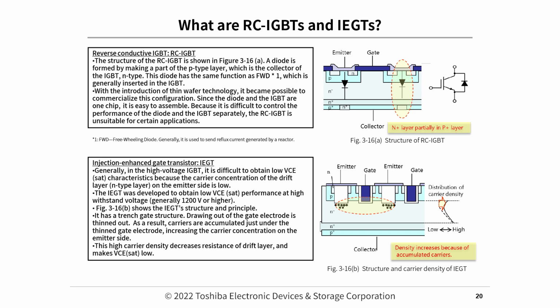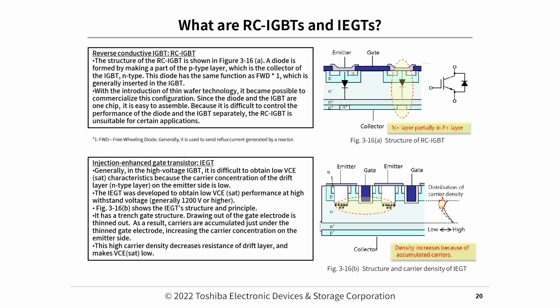Generally, in the high voltage IGBT, it is difficult to obtain low VCE,SAT characteristics because the carrier concentration of the drift layer, the N-type layer, on the emitter side is low. The IGT was developed to obtain low VCE,SAT performance at high withstand voltage, generally 1200 volts or higher. Figure 3-16b shows the IGT structure and principle.